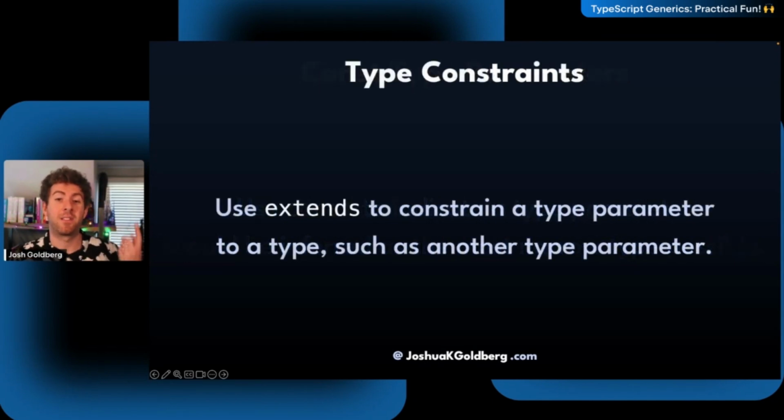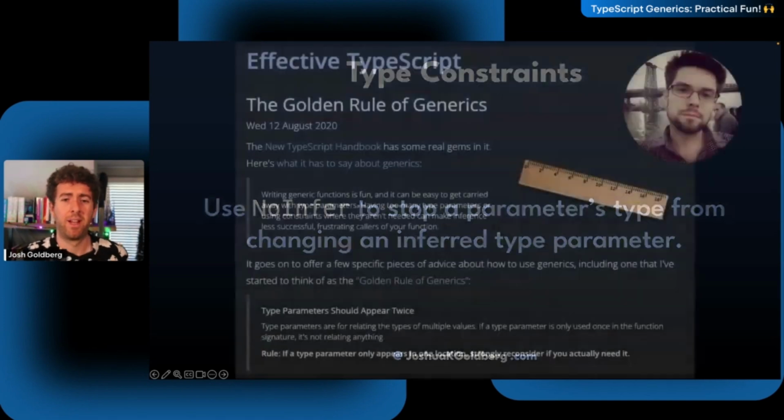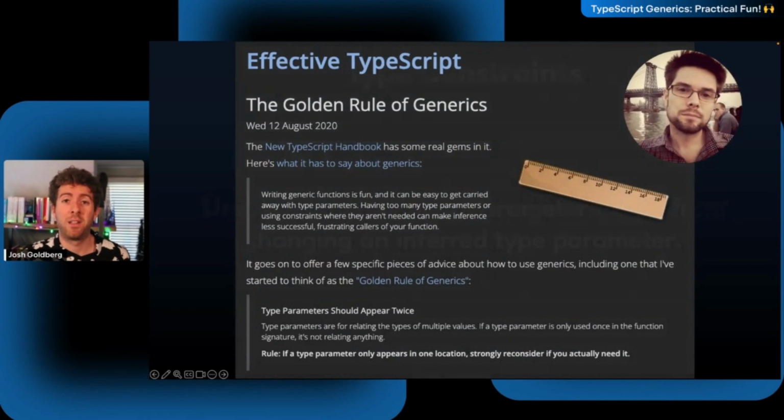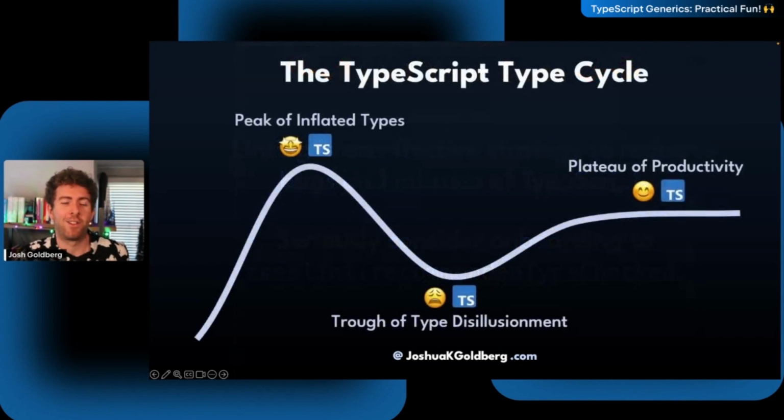You can use extends to constrain a type parameter to another type, such as the key of another type parameter. You can use noInfer to stop a parameter's type from changing the inference. And lastly, a few pieces of advice. Respect the golden rule. Type parameters relate input and output. They should do both. Please lint your code. Please, for the love of all that is holy, lint your code. And then don't be upset by the TypeScript type cycle. It happens to all of us. The trough of disillusionment is a natural part of the journey.